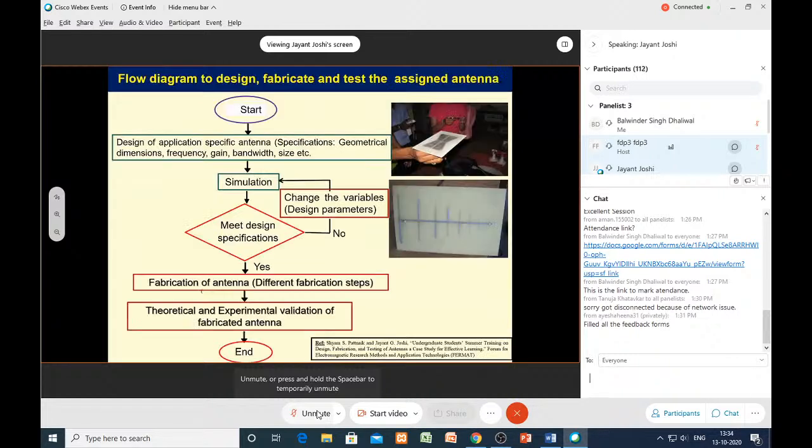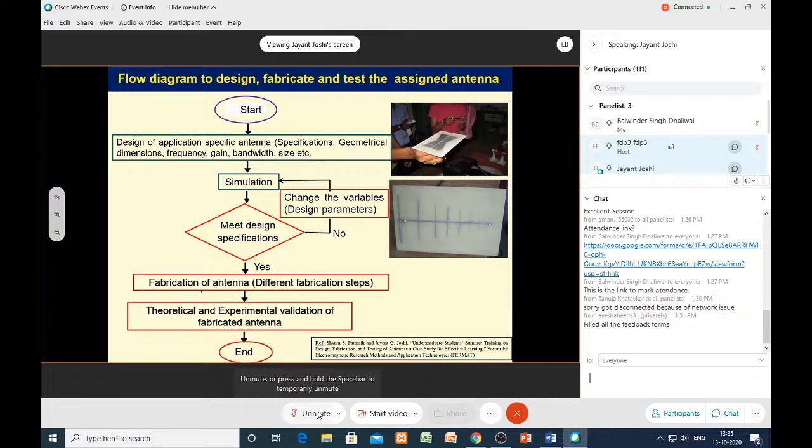Then this is the design and fabrication process. We have published one paper for antenna researchers as a case study. We conducted one training for antenna-interested students from VIT, that is Vellore Institute of Technology, and some from PTU. So that part we discussed. It is published in this format, and it is free to download and available.